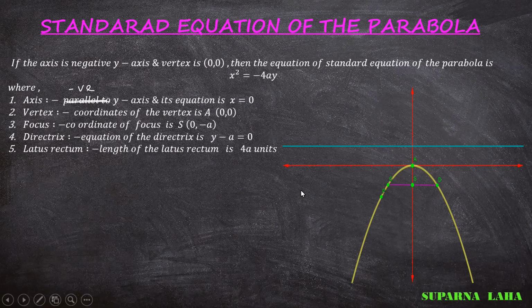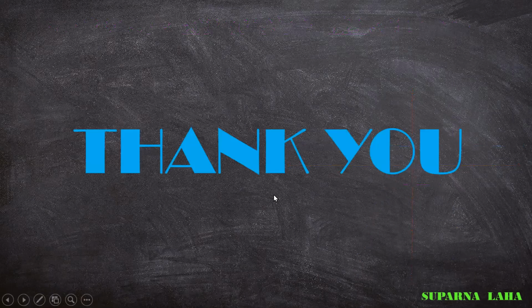So these are the standard forms of the parabola, and mainly we are using these four standard forms, where the axis is the x-axis or y-axis and the vertex is 0, 0. In the next class we will talk about the problems on the parabola, that is, the exercise from the NCERT. If you have any problem or doubt, you can ask me.